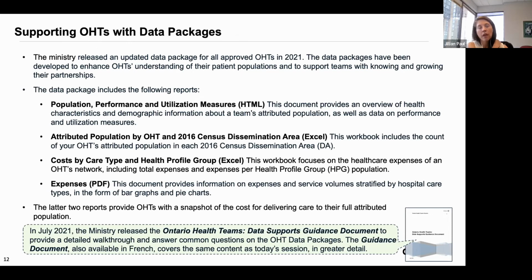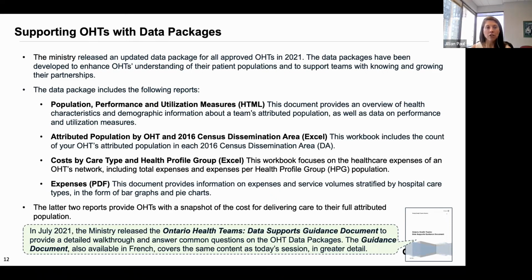So I would say one final thing is that a guidance document was developed and released a year ago, and is available on our website, and I can ask one of my team to pop into the chat the link to that guidance document. What the guidance document does is provide a detailed walkthrough of the data packages, as well as respond to a few common questions that we had been receiving about the data packages to date.